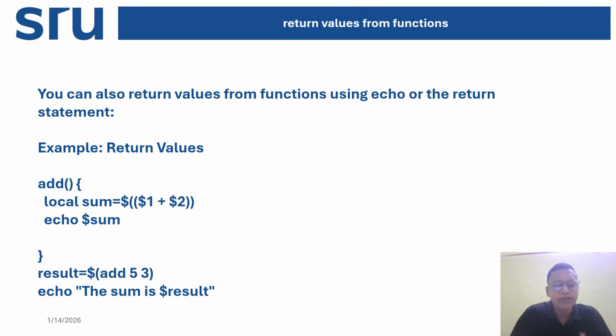Now echo within double quotation marks, the sum is $result. So automatically it prints the sum of the arguments 5 and 3, that is 8. Okay, this is the way how to send values through the concept of arguments, and how to return the value from the called function to the calling function.